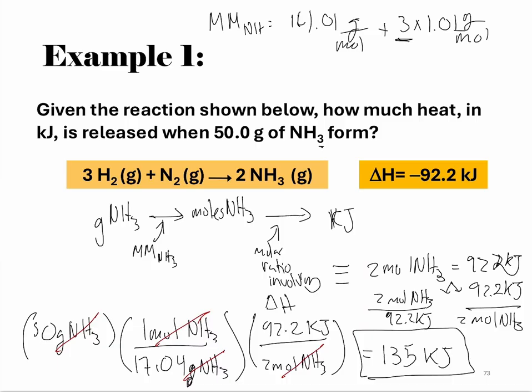Or, in a conceptual question, you say, this reaction happens in your test tube and it gets hot. Is it endothermic or is it exothermic? It released energy, so it's exothermic. If the test tube gets cold, it absorbed energy, which means it's endothermic.